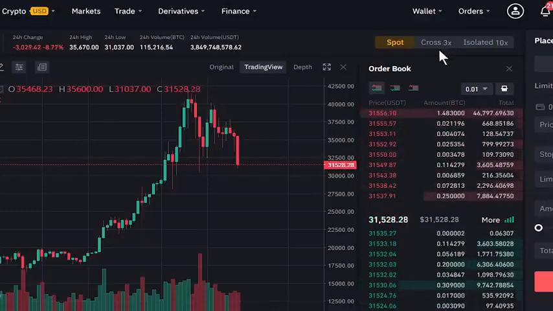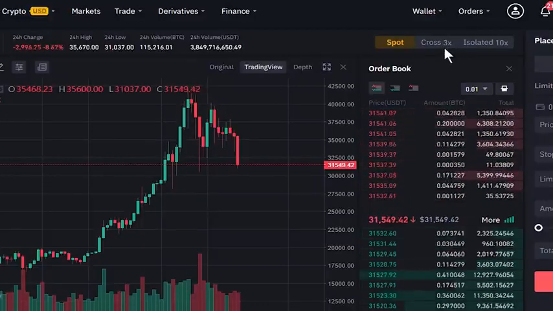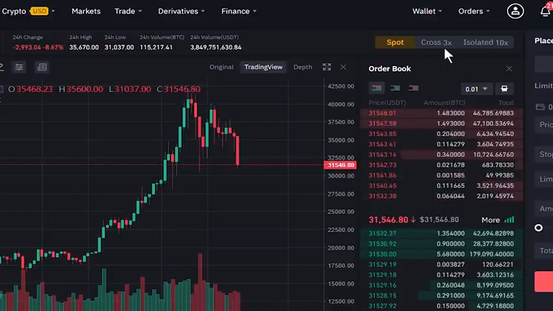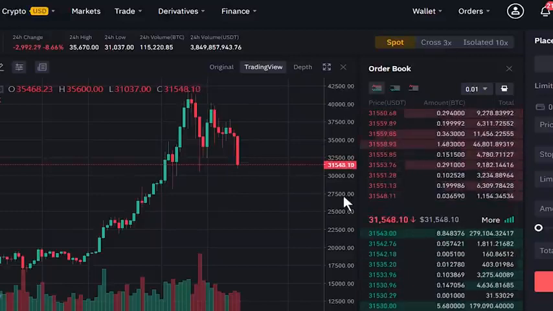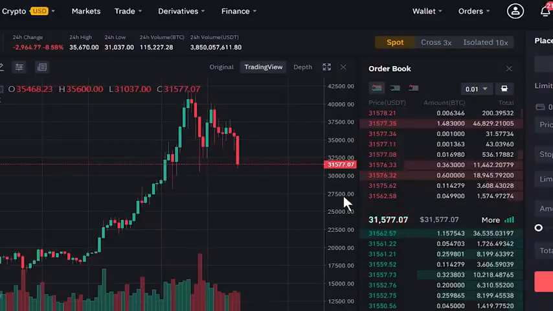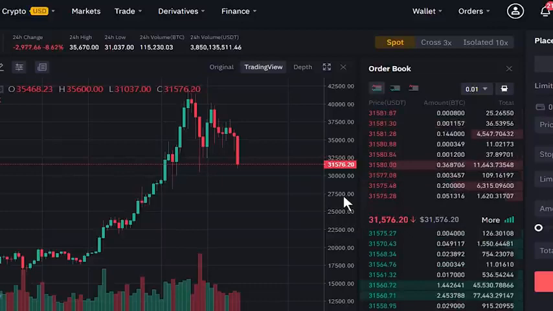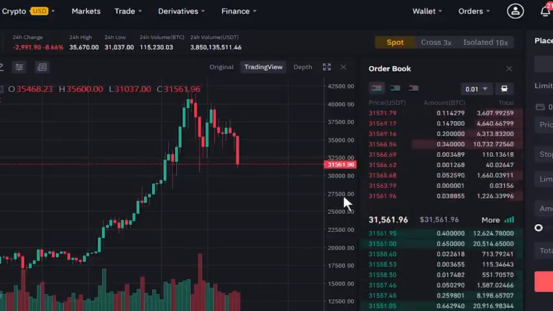For example, in cross 3x, you can leverage your positions up to 3 times your capital. So consider, for example, you have $10,000 in your account and the Bitcoin price is $30,000. So with the help of margin trading, you can buy one Bitcoin with your $10,000.